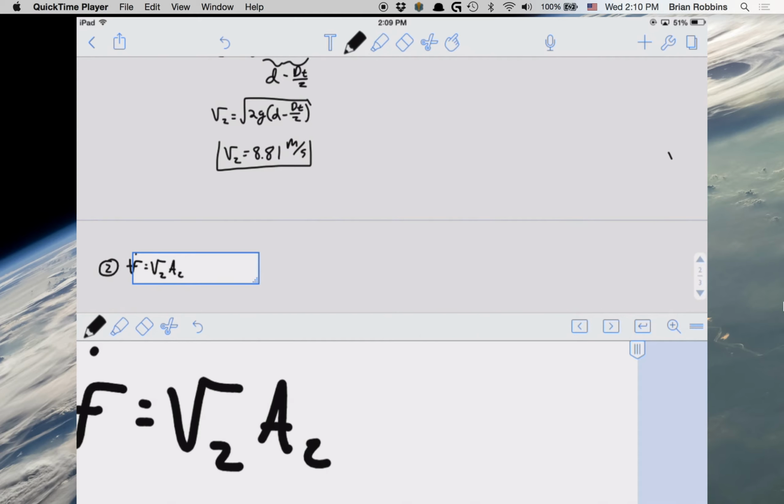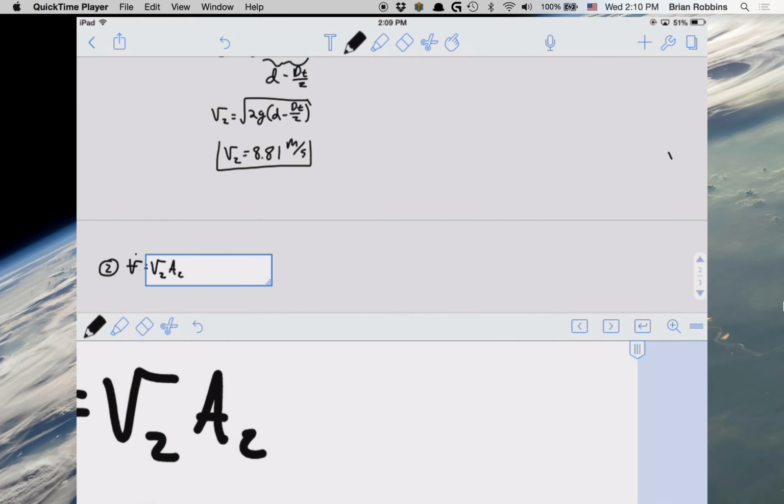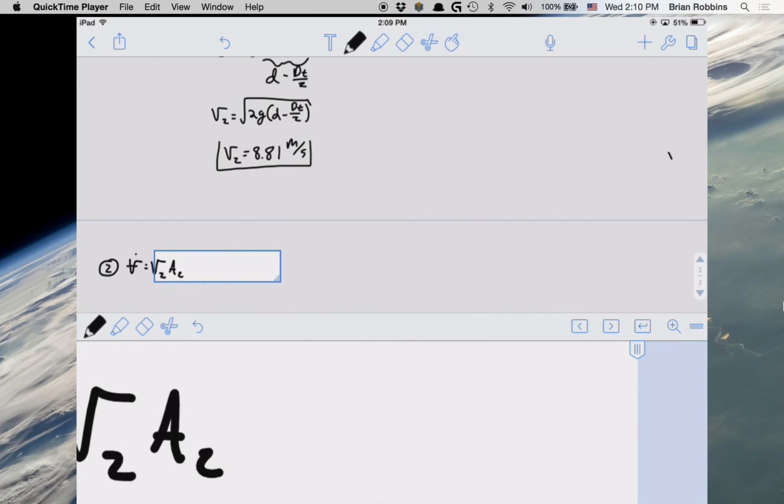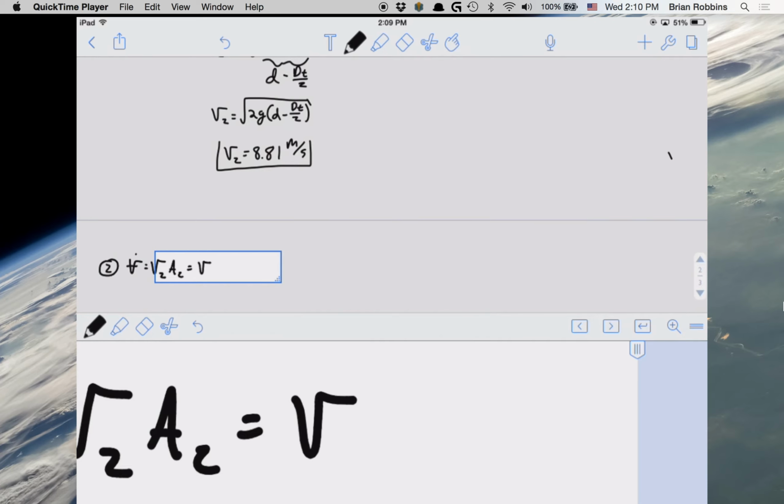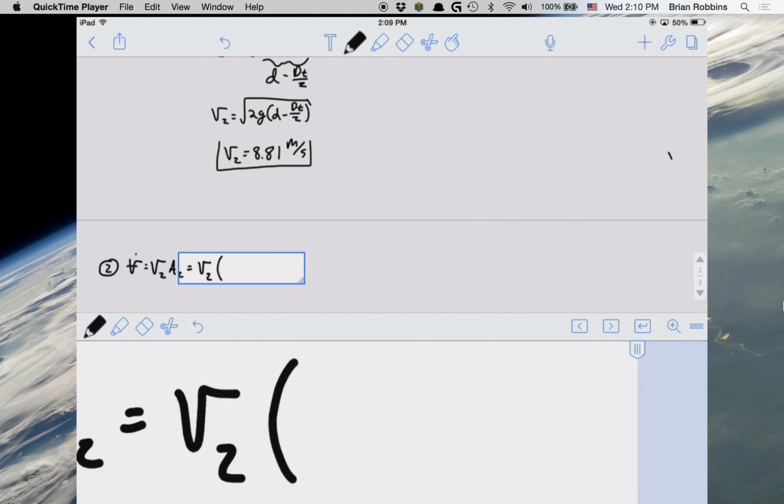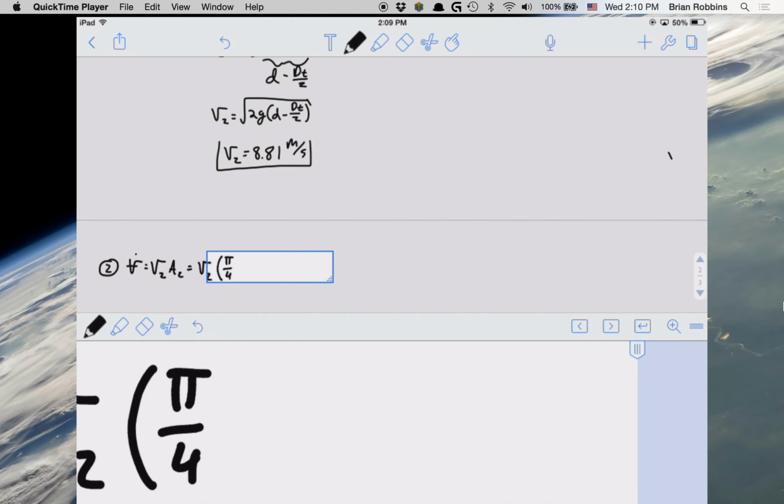Okay, so we have both velocity at 2, and we also have the diameter of our exiting area. So since the region in which the fluid flow is going out of our exit is going through a cross-sectional area that is represented as a circle, we can replace A2 with pi over 4 times the diameter of our exit squared.